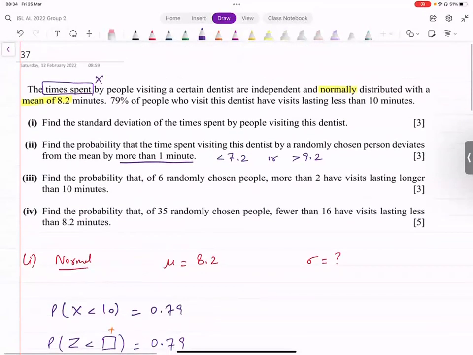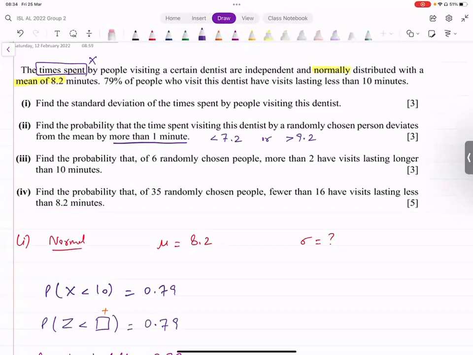The third part में क्या कहता है? Find the probability that of 6 randomly chosen people, more than 2 have visits lasting longer than 10 minutes. Okay, now that looks a bit tricky. 6 randomly chosen people में से more than 2 have visits lasting longer than 10 minutes. अभी कौन सी distribution है? Binomial. Which distribution is this? This is binomial, right? लोगों की बात हो रही है, number of people.